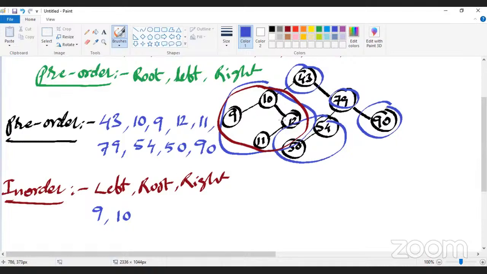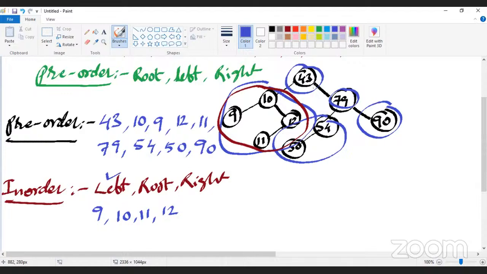Again, we have to go to the right side. 12. In the right side, again we have to visit the left one. 11. Next, nothing is there. We have to write the root. So 12, nothing is there at the right. So this left subtree is over here. So left is completed.